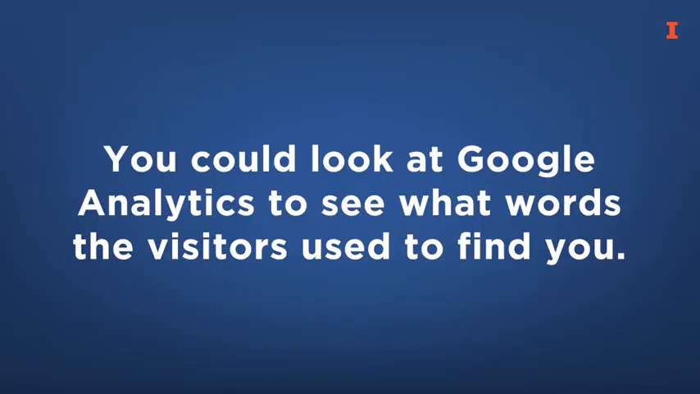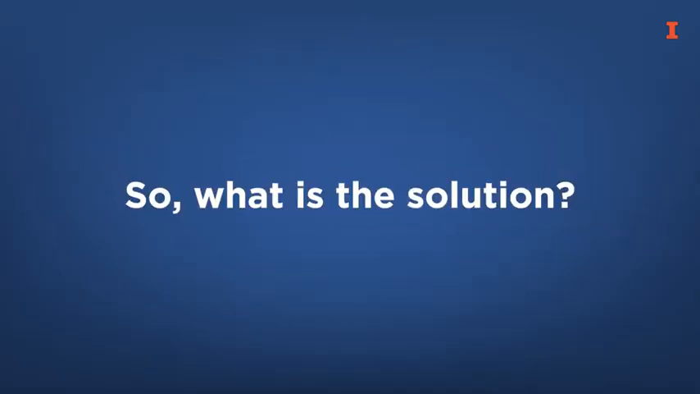However, if you don't include the word Bumblebee as a keyword, you might be competing for attention with hundreds of other organic farms on the web. You could look at Google Analytics to see what words your visitors use to find you. But if you have low traffic to the website from search engines, the data won't give you the insights needed to improve your SEO. So what is the solution?